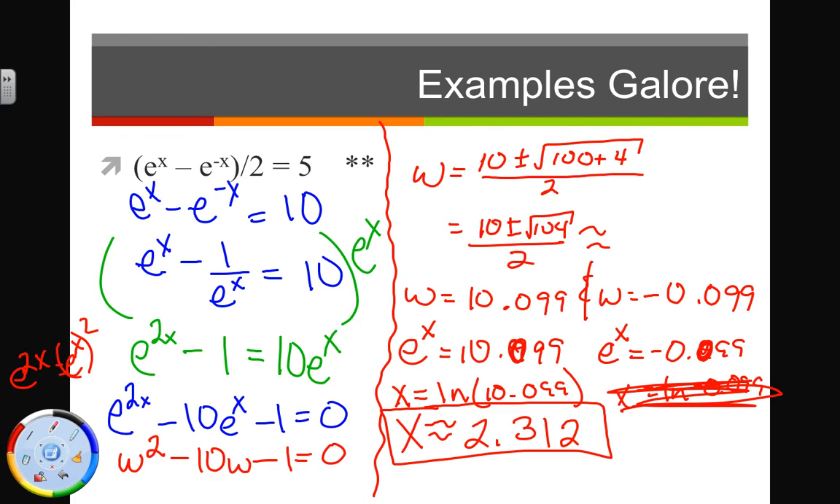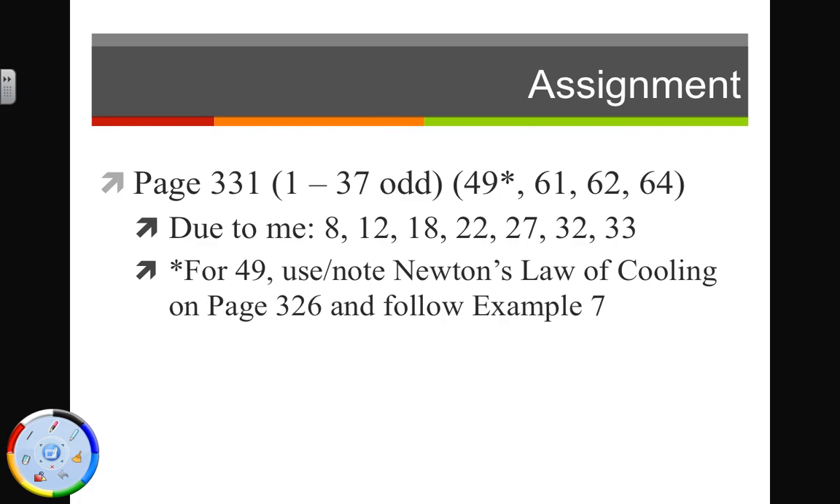And I wish you the best of luck on this. So you guys have your assignment sheet. For question 49, you're going to jump to page 326. And you are going to follow example 7 using Newton's law of cooling. I want to see how well you guys can follow an example in order to find a solution for yourself.